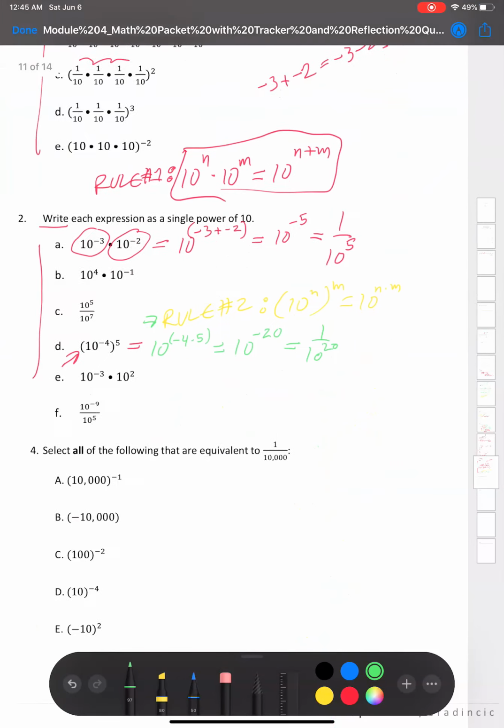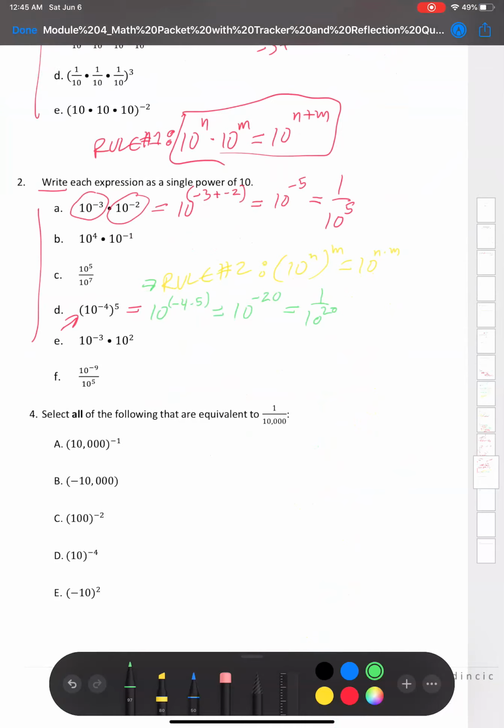These are all properties of exponents, so you're going to have to keep them in mind when you're working through these. If you're not really sure what you need to do, take it one step at a time. You saw what I did here. I first applied my rule number 2 because I know that when I'm raising a power of 10 to another power, I'm going to multiply those exponents. And then because I ended up with a negative exponent, I took 1 and divided it by that power of 10 and changed the sign of the exponent.